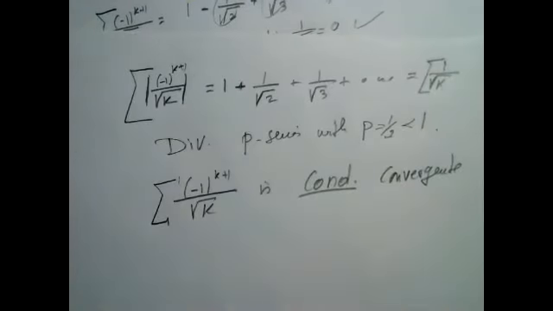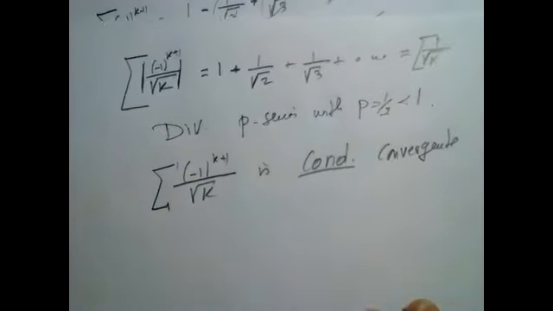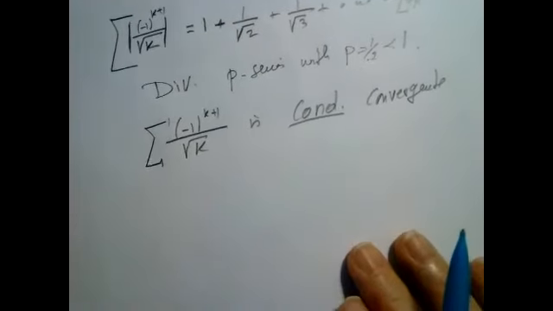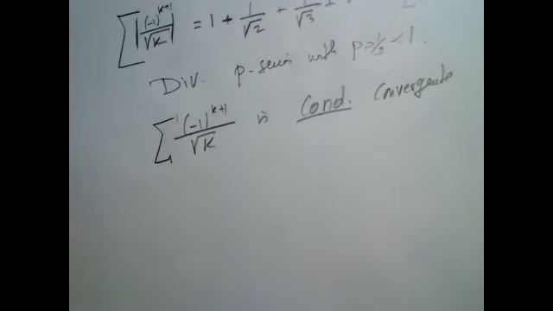So that's what we call conditionally convergent. When I plug in the absolute value, it diverges, but without it, it converges. That's an example of a conditionally convergent series. Now there is a theorem that tells me the following.